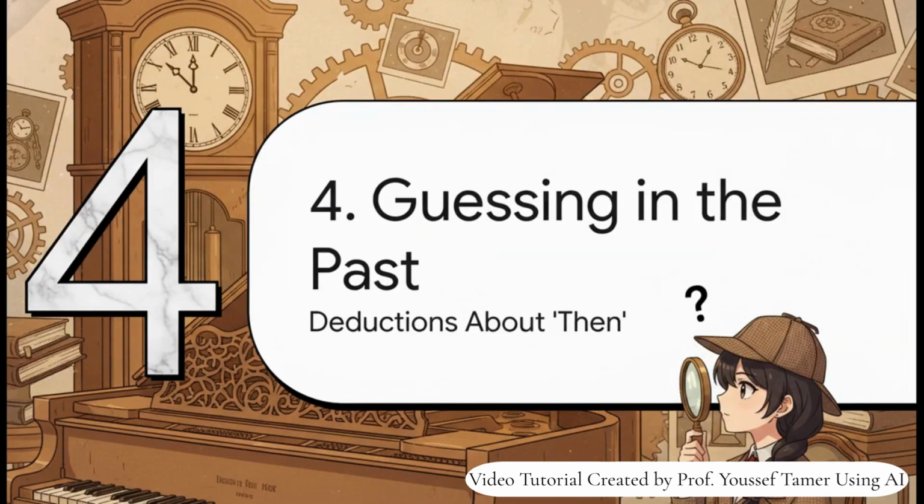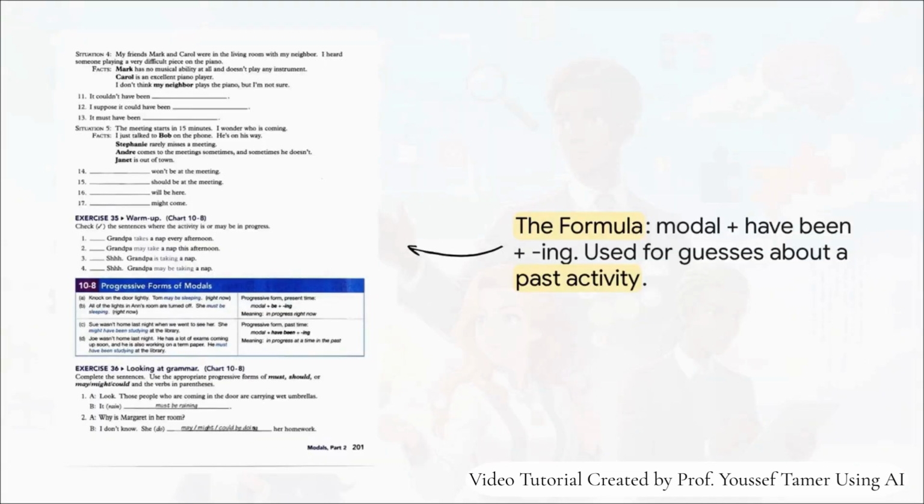But wait, our piano mystery, that already happened. So how do we tweak our tool to make guesses about things that were in progress back then? Well, the formula just gets a little bit longer. For past events, it's your modal plus have been plus that ing verb. This one small change lets our detective skills travel back in time.